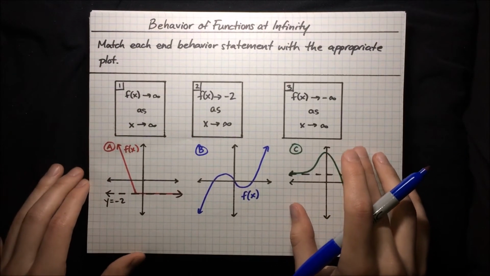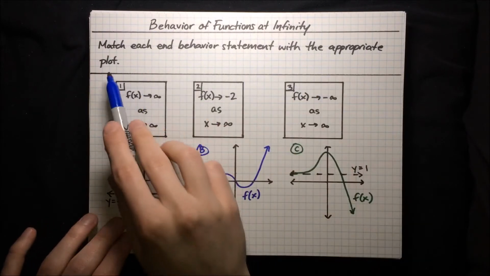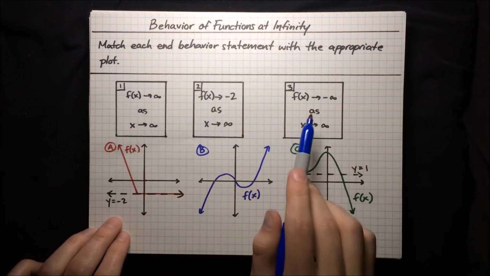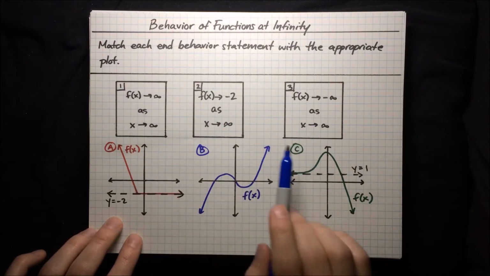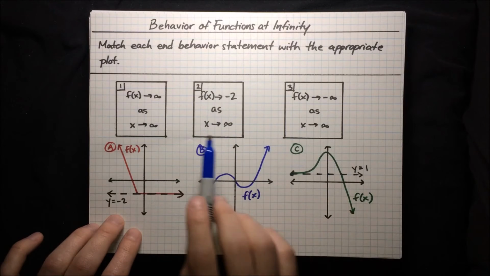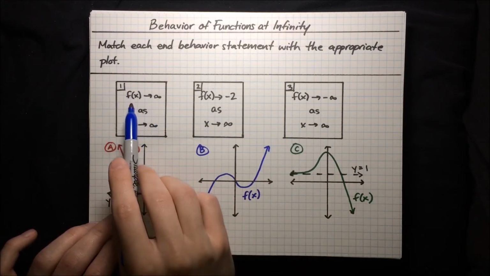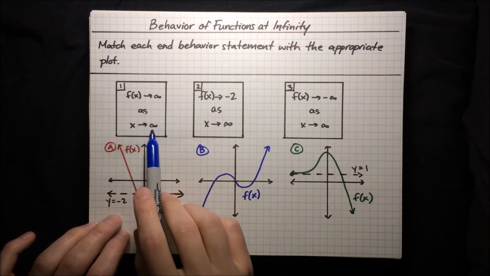Here's another example. So we want to match each end behavior statement with the appropriate plot. We've got 3 end behavior statements and 3 plots. Each one of these end behavior statements describes one of these plots. So let's just go through them one by one. How about end behavior statement number 1? F of x goes to infinity as x goes to infinity.